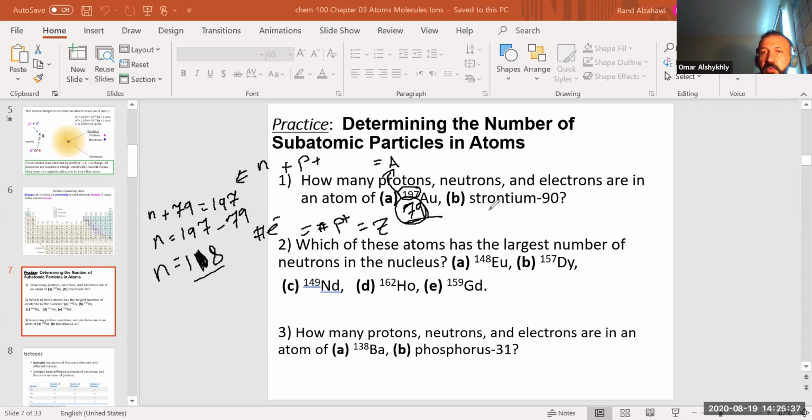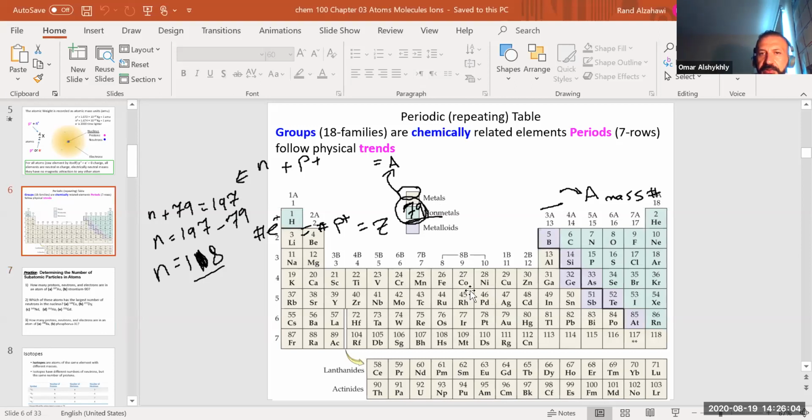Now let's do the same thing with strontium. Look here, strontium-90. What does that mean? This way, especially for isotopes, represents A, the mass number or the atomic weight. So strontium 90. Now I need to know the atomic number for strontium. Go back to the periodic table and look for strontium. Here you will find strontium, which has the symbol Sr.